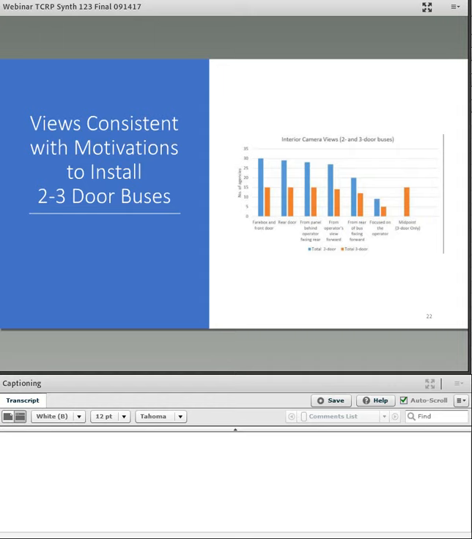And then we looked at 2- and 3-door buses. We grouped them together because they tend to be the more transit buses. They're the ones out on the road with regular service day in, day out. And their views were consistent with their motivations to install. If you look at it, you can see that their focus primarily was on the fare box and the front door and the rear door.